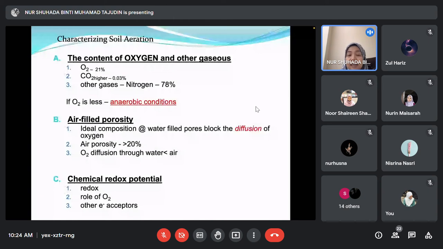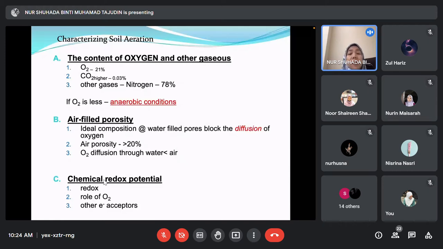Okay, so ada tiga cara how you want to determine the quality of the soil aeration. First, determine the oxygen. Number two is determine the porosity. Number three is by knowing the changes of redox potentials. So what is redox potential? We will see after this.